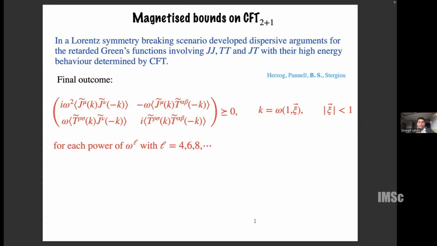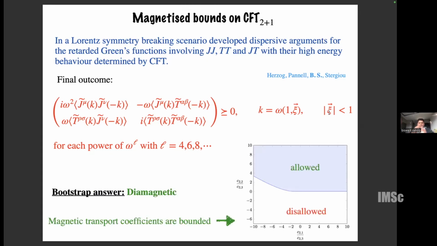We were finally able to find that the following relation has to be satisfied. These are some frequency space current-current and current-stress tensor correlators, and the following matrix has to be positive semi-definite in the regime where the momentum is given by the frequency and parameterized by some unit vector whose modulus is less than 1. And this holds at each power in the omega L expansion, where L runs from 4, 6, 8.